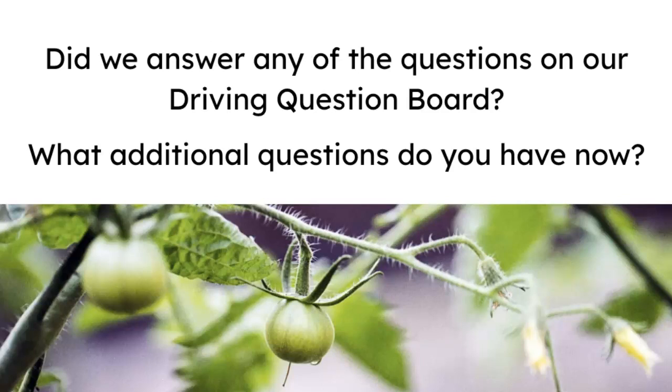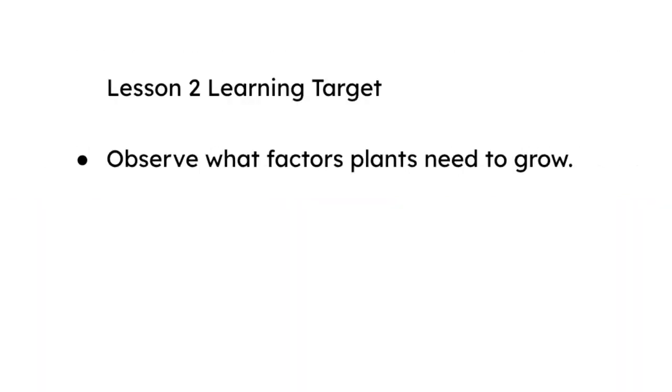To support student sense-making across the unit, orient students back to the driving question board. Ask them, did we answer any of the questions on our driving question board? And what additional questions do you have now? By the end of this lesson, students will have observed what factors plants need to grow. In Lesson 3, students will continue an investigation using seeds to determine the importance of water, air, and light for plant growth.